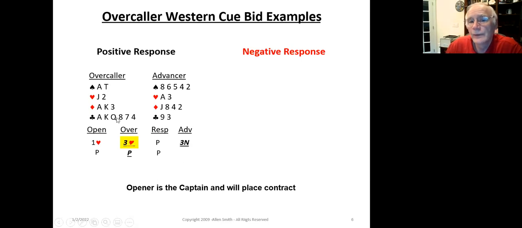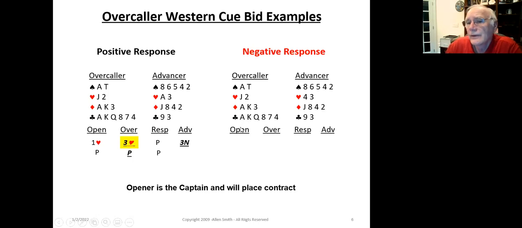Now we go 1, 2, 3, take 6 club tricks, 7, 8, 9, take 10 tricks off the top, as long as the clubs don't split 4-1, or 5-0. They're going to be able to take 10 tricks off the top. So you can see how useful that can be. 1 heart, 3 hearts.